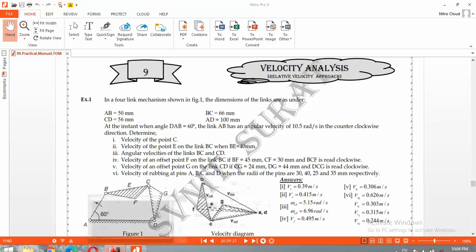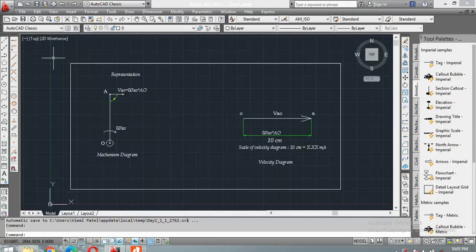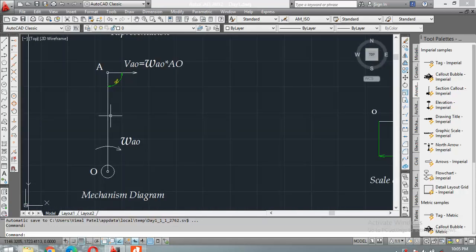So what did we do in the last lecture? In the last lecture we did nothing. We only learned that if any one link rotates in any direction, say link AO rotates in clockwise direction with angular velocity omega AO, then first we know how to find the magnitude of the velocity of point A. How can you find the magnitude of velocity of point A?